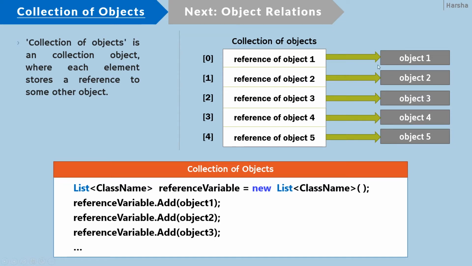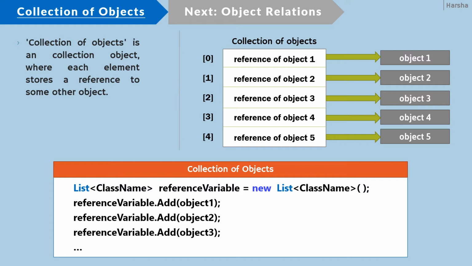So first of all, we have 5 objects of employee class. Each object reference was stored as an element in the collection of objects. So in this way, collection of objects itself is an object where each element stores a reference of another object. So we can apply this as a list collection or dictionary collection or sorted list or hash table or stack or queue even.